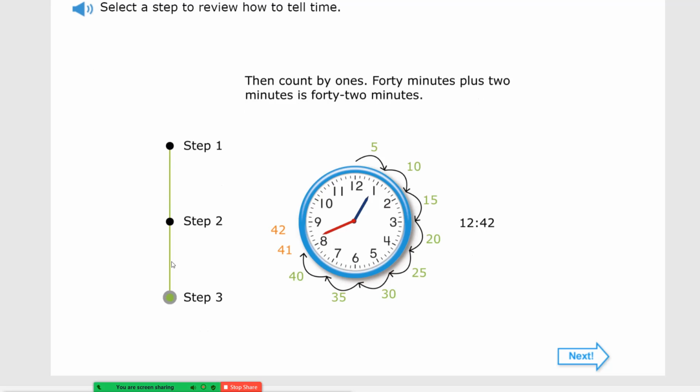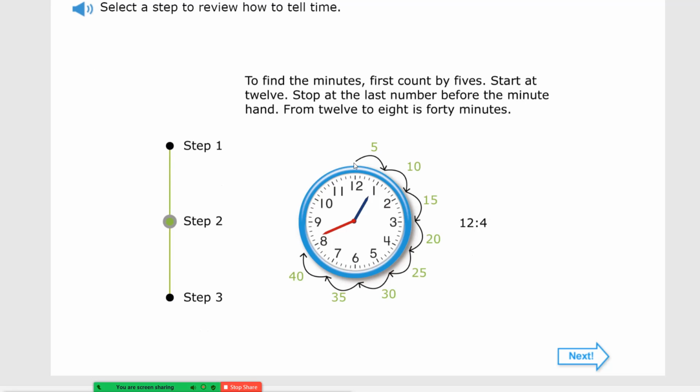Next, we're going to jump ahead and start skip counting. Now, starting from the 12, think of that as your 0 mark. That's your starting point. You're going to skip count in groups of 5s as you hit each one of the numbers on the clock.